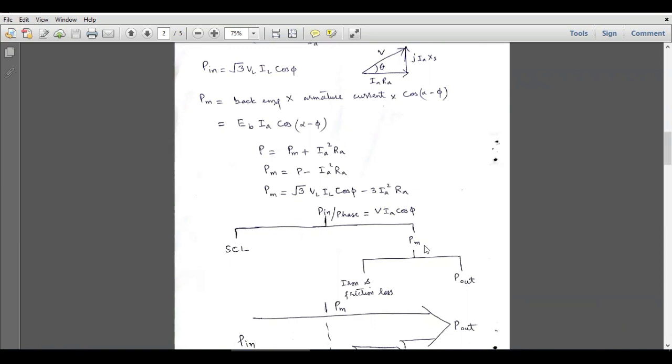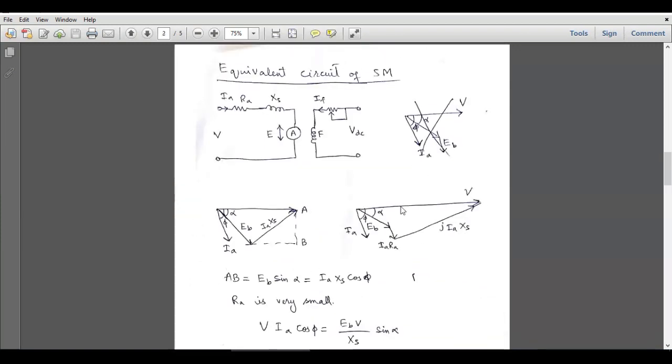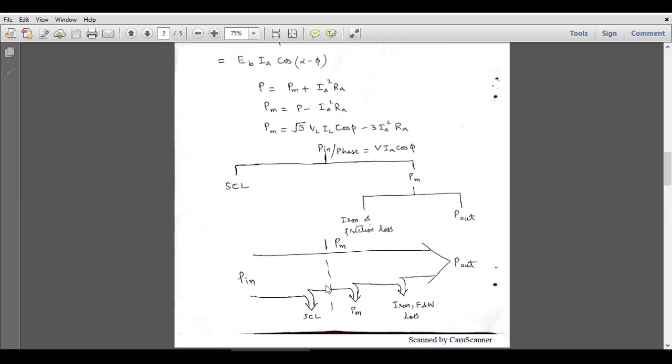Here we have input power which is divided into stator copper loss and the mechanical power, and the mechanical power is further divided into iron and friction losses, iron losses which are also called core losses, and the friction losses which include windage losses. After subtracting these losses from the mechanical power, we will get the output power. So this thing can also be explained by using this figure. Here we have the total input power. From this input power, if we subtract the stator copper losses, we will get the mechanical power, and from the mechanical power, if we subtract iron, friction, and windage losses, we will get the output power.